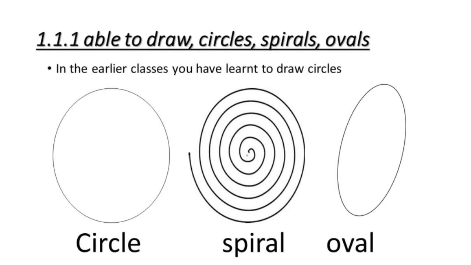Able to draw circles, spirals, ovals. In the earlier class, you have learned to draw circles. See the shapes given here. First one is circle, second one is spiral, and third one is oval. Children, you can draw the above shapes and color them.